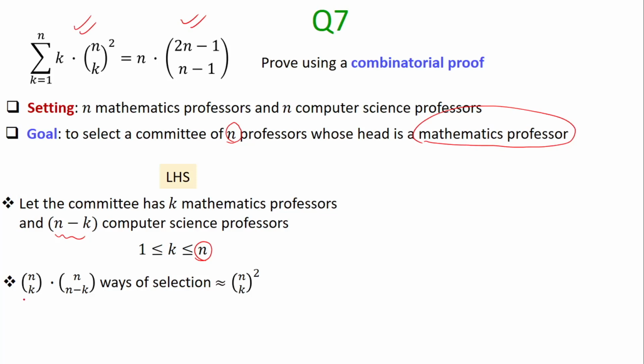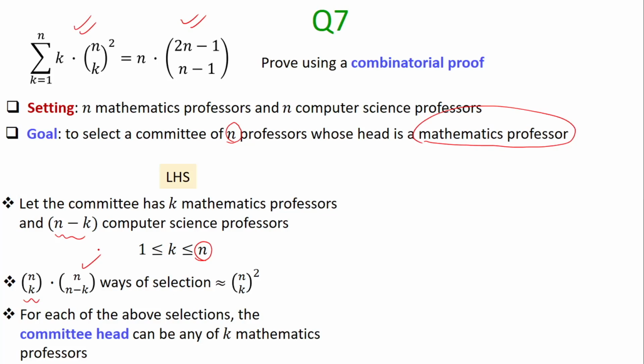Okay, so that tells you how many ways you can pick the committee. You first pick the k mathematics professors. That automatically ensures that the remaining n minus k committee members are from computer science. So they can be selected in these many ways. And once you have decided which k mathematics professors and which n minus k computer science professors are going to be there, the committee head itself can be selected out of those k chosen mathematics professors in k ways. It could be either the first chosen mathematics professor or the second chosen mathematics professor or the kth chosen mathematics professor. So that's why you multiply it with k, because of the product rule, and that tells you why the LHS expression gives you the number of committees satisfying my goal.